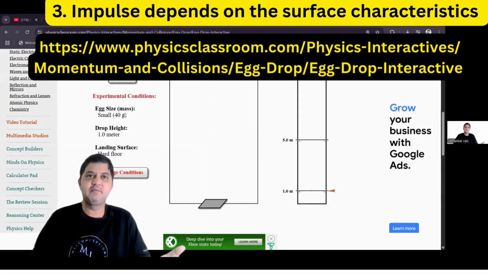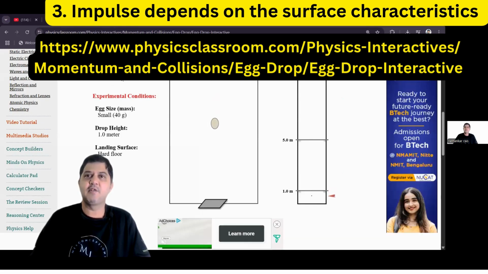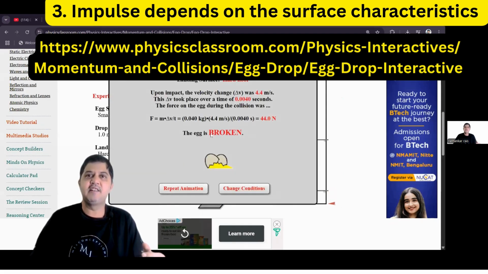What do you expect? The egg size is 40 grams, drop height is 1 meter, landing surface is hard floor. Definitely this will break, right? That's what you can expect. It comes here, it breaks across. You're not going to measure anything, that's what you're going to see here. The result is this, and the force that acts onto it is going to be 44 Newton over here.